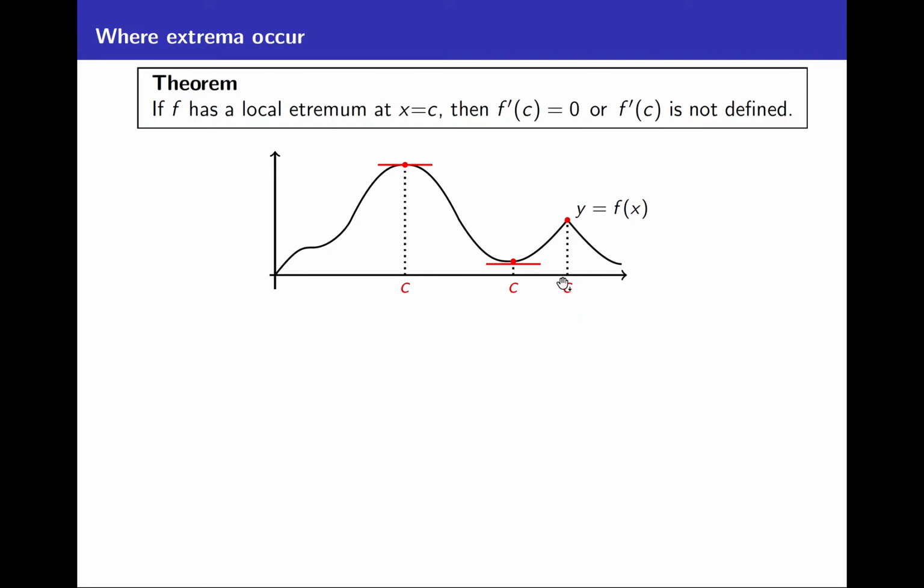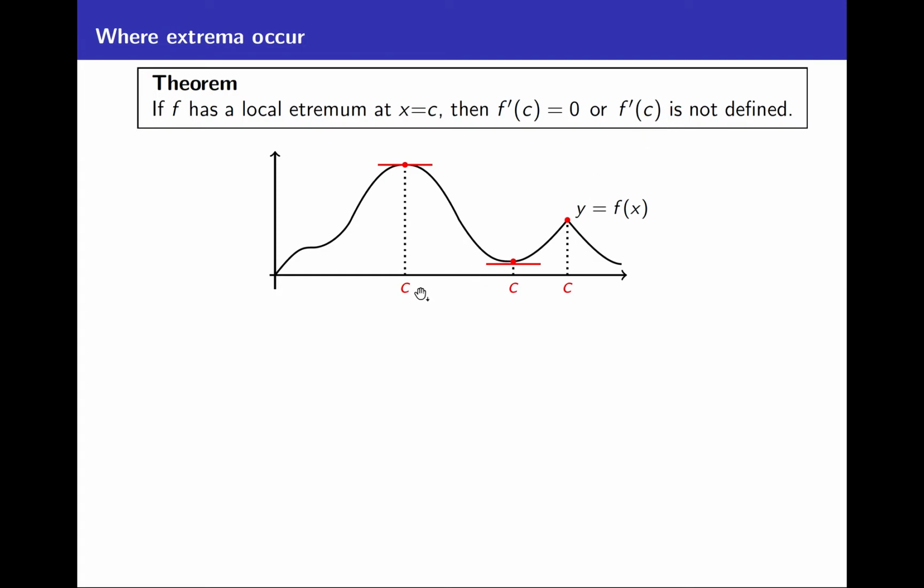First of all, it could be that f prime of c is not defined. You've got a sharp corner or a cusp on the graph where there's no tangent line, so consequently f prime of c does not exist. It's not defined. So that's one possibility.